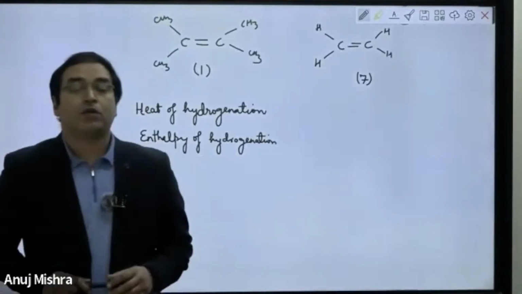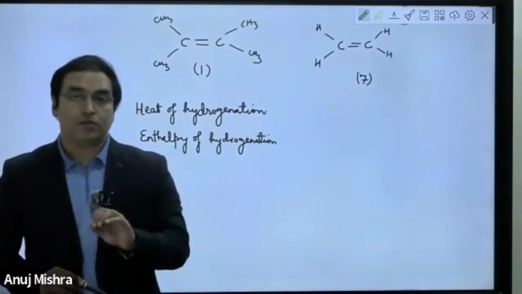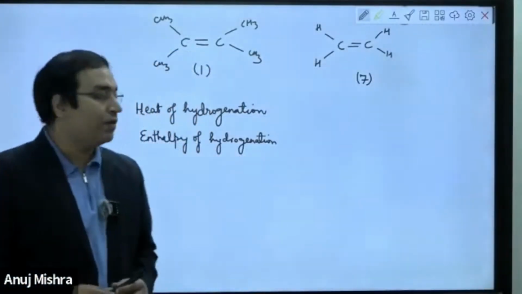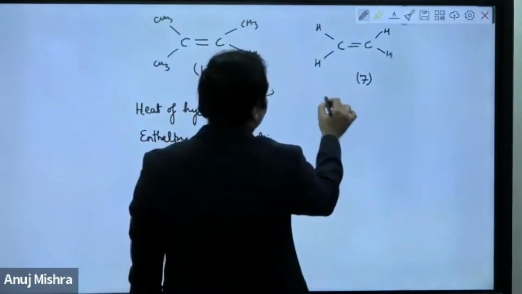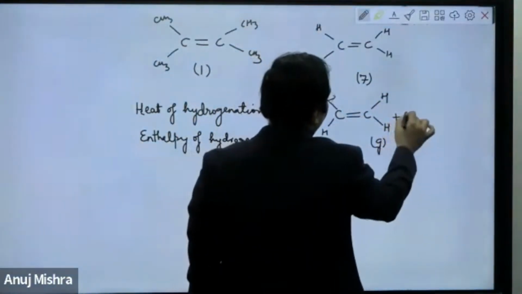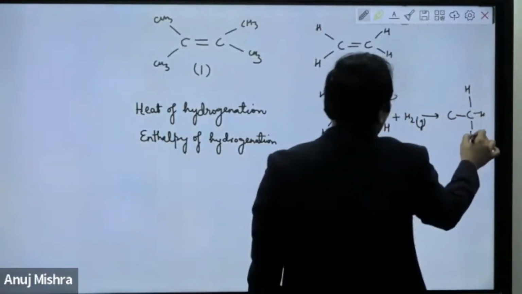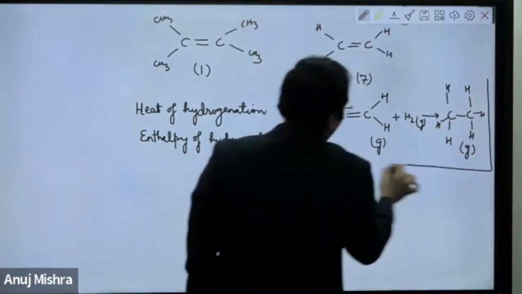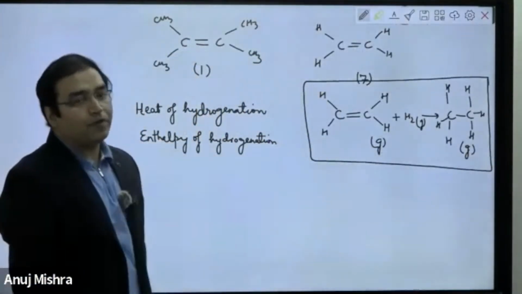Adding 1 mole of hydrogen to an unsaturated gaseous molecule, the amount of heat released is called the enthalpy of hydrogenation, or heat of hydrogenation. Basically, if I write CH2 double bond CH2 in gas form, you add H2 gas, you get a C-C single bond with all the hydrogens like this. Whatever amount of energy comes out in this process is called enthalpy of hydrogenation.